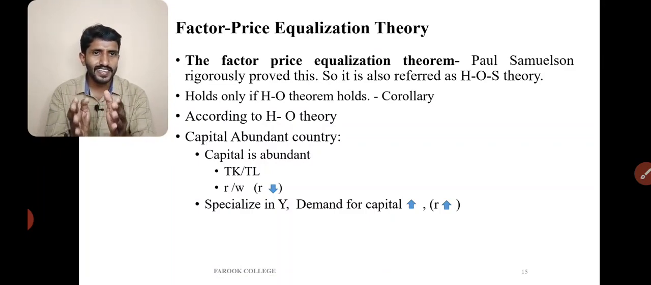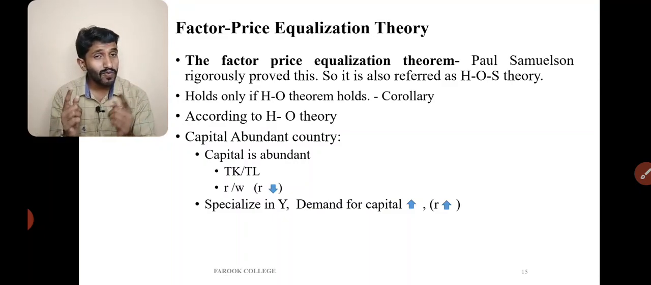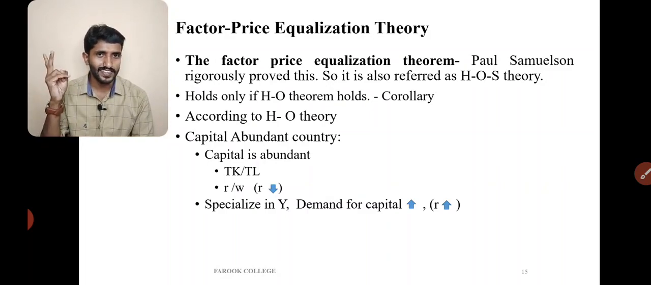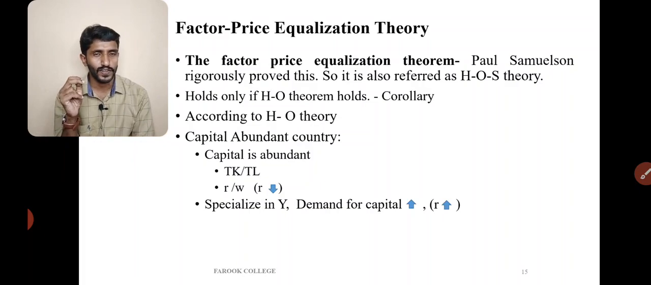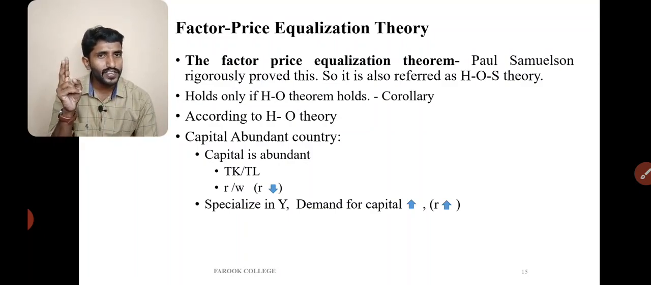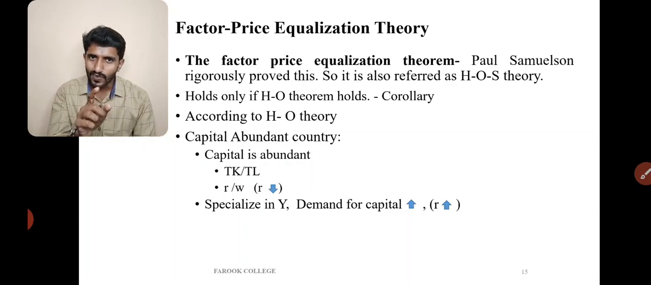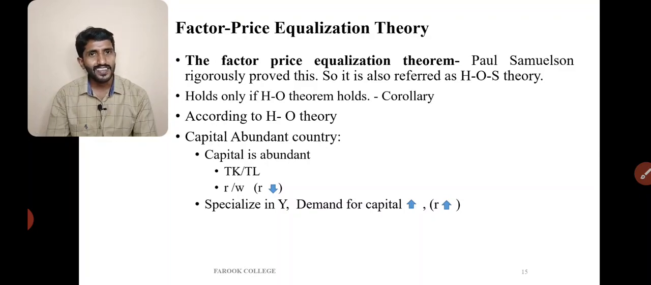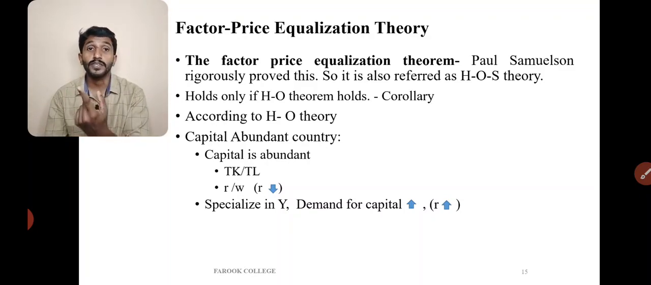Okay, now we can take the example of a capital abundant country. How can we say one country is capital abundant? We can say in two terms. We have already discussed this, so if you have any doubts, you can check the previous video. One country is said to be capital abundant in two terms: one is in quantity of factors, another is factor prices. In quantity terms, if TK divided by TL is greater in one country than another country, then that country is capital abundant. Or if the R by W of that nation is lower than the other nation, then also it is capital abundant. So the main feature of a capital abundant nation is that capital is abundant and it is also cheap.